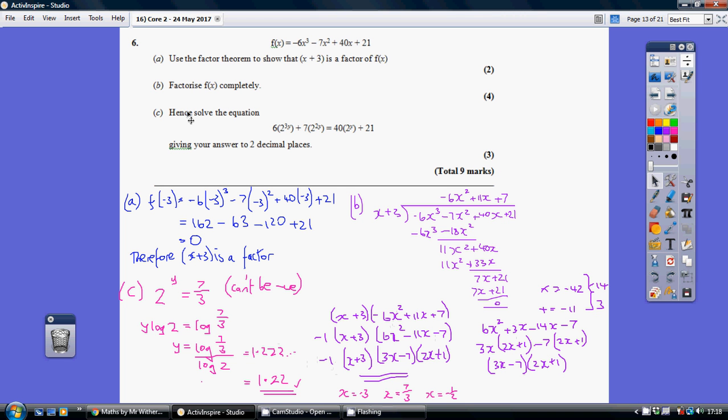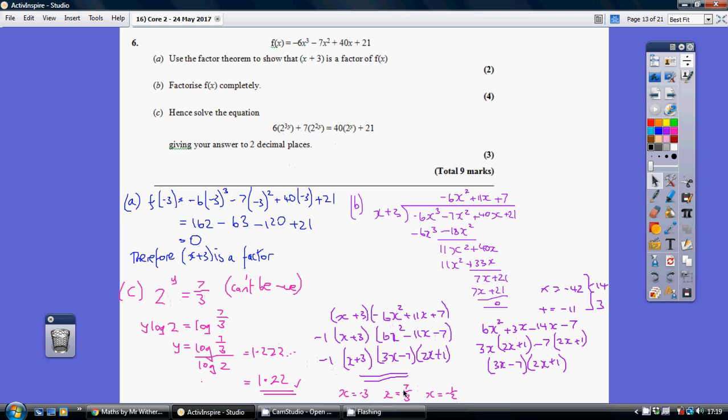Now for part C, we're being told to hence solve this equation, and we can see that basically 2 to the y is really just being substituted in place of x. Okay, x we've got 2 to the y, here we've got 2 to the y squared, and here we've got 2 to the y cubed. So our starting point is we know that 2 to the y is our x.